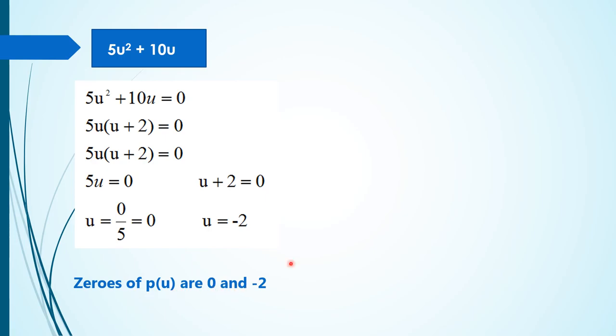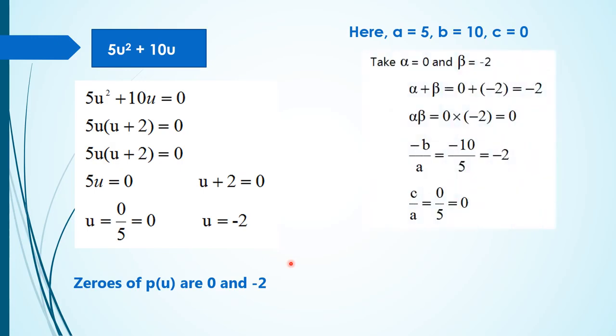Now we will verify the relationships. Here a is 5, coefficient of u square, and b is 10, coefficient of u. As there is no constant term, you can take c as 0. As we got two zeros as 0 and minus 2, take one zero as alpha, here I have taken alpha is equal to 0, and the other one as beta, beta is equal to minus 2. Therefore, alpha plus beta is 0 plus minus 2, we will get minus 2. Alpha beta, product of zeros, 0 into minus 2 is 0.